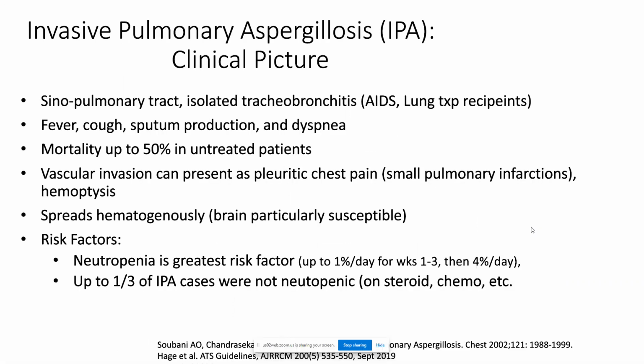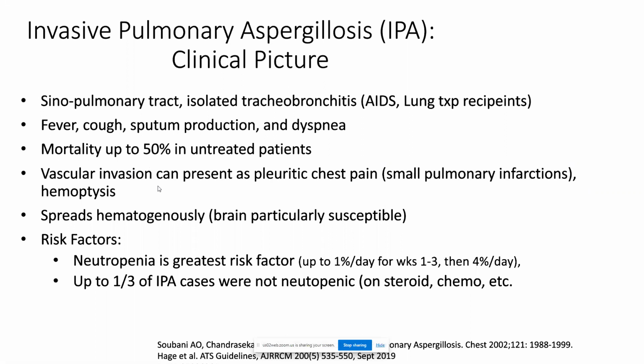So we're going to spend a little bit more time on invasive pulmonary aspergillosis. This is probably the scariest one and the one that tends to show up a lot on board examinations. So I mentioned it can be in the sinopulmonary tract, including tracheobronchitis. Classically, fever, cough, sputum. If it's not recognized, not caught, not treated, about a 50% mortality.